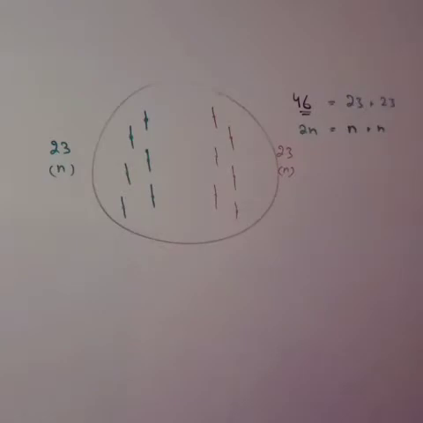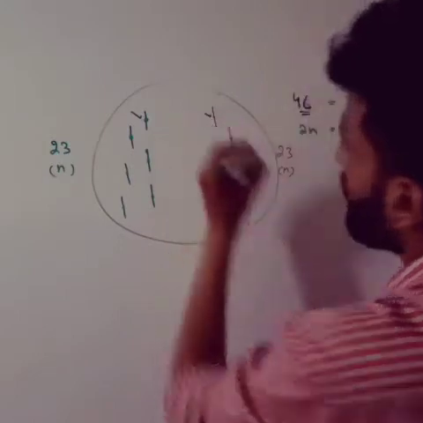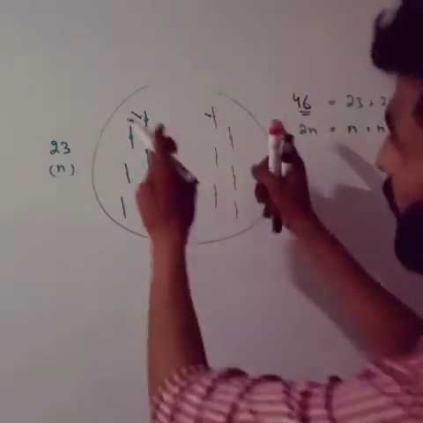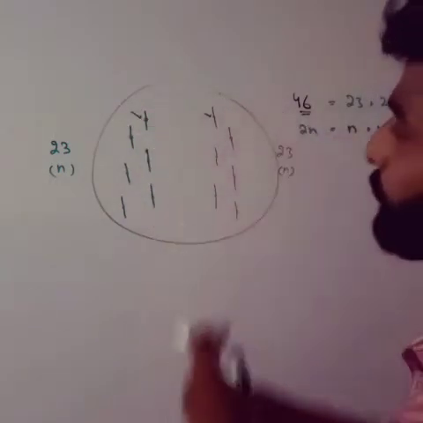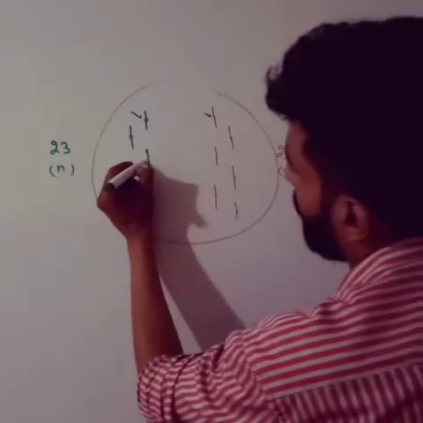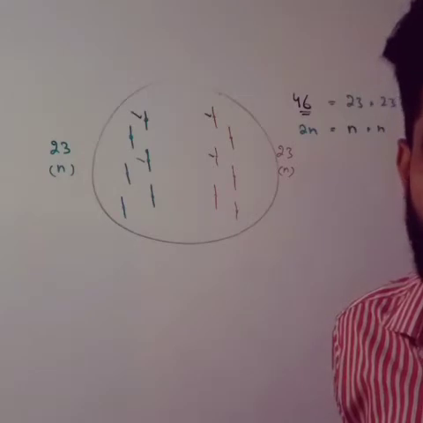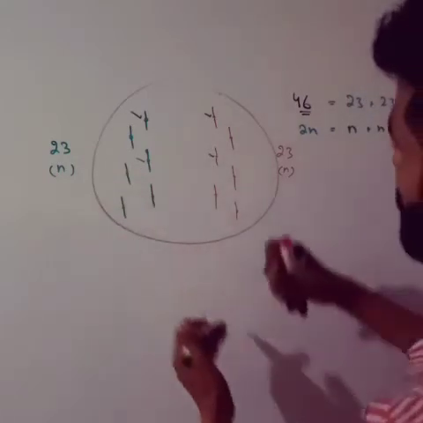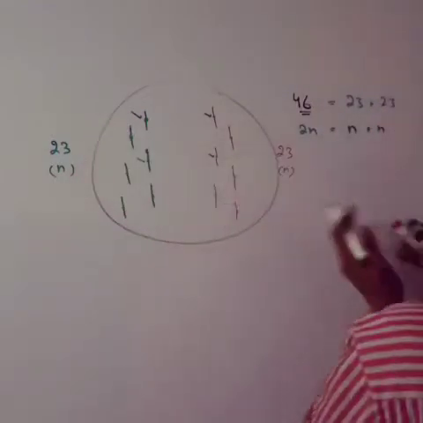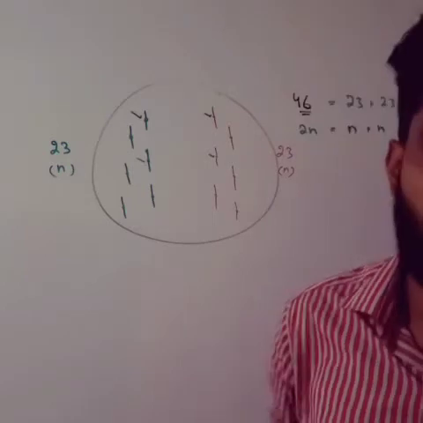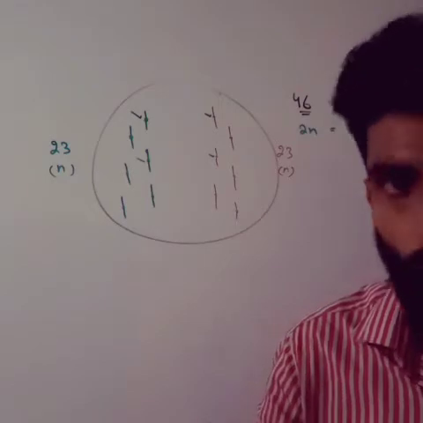Clear? Now the chromosome number 1 from the mother side and the chromosome number 1 from the father side are both homologous chromosomes. Similarly, chromosome number 5 from the mother and chromosome number 5 from the father are homologous to each other. Chromosome number 7 from the mother and from the father are homologous, and chromosome number 20 from the mother and 20 from the father are also homologous. So now you are very much clear about what homologous chromosomes are.